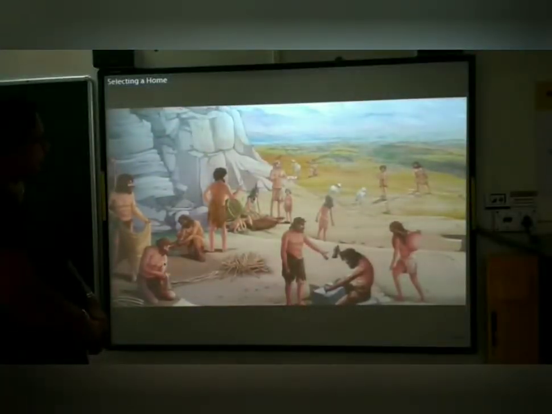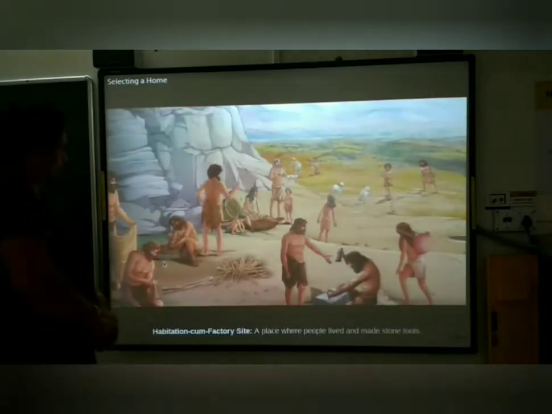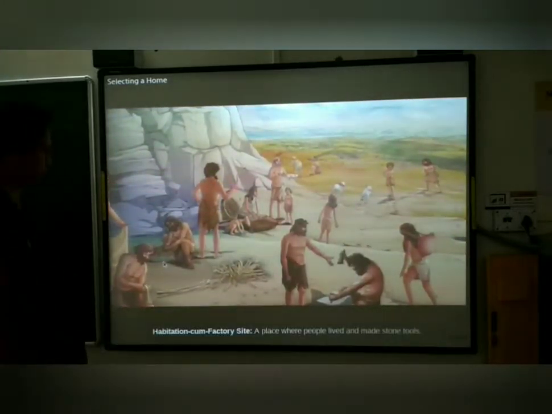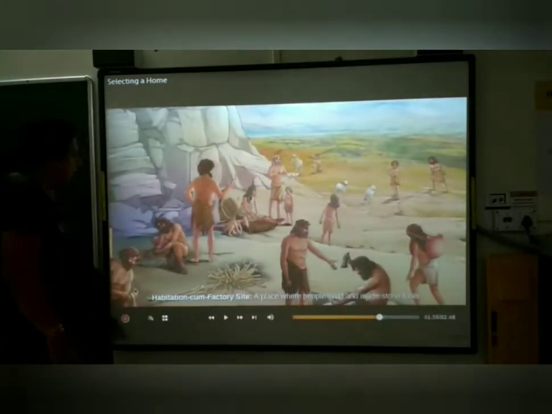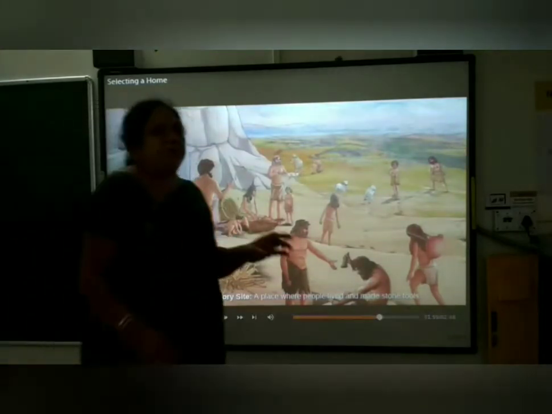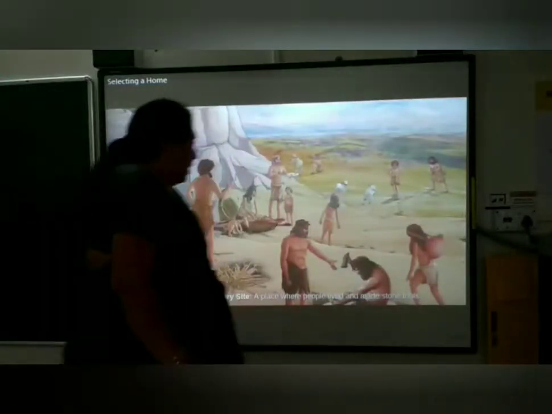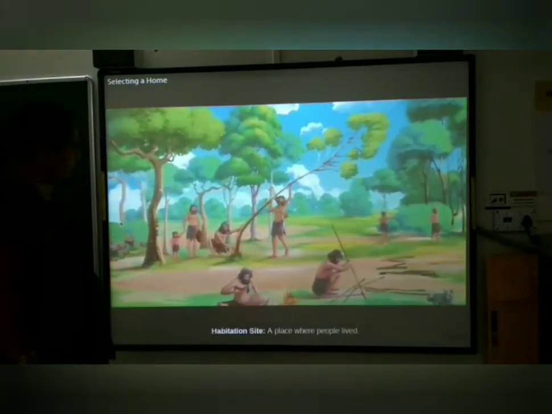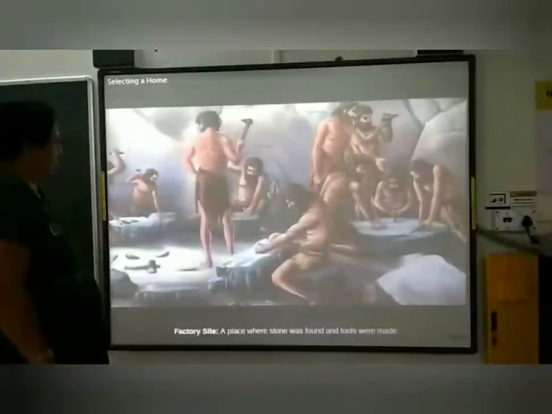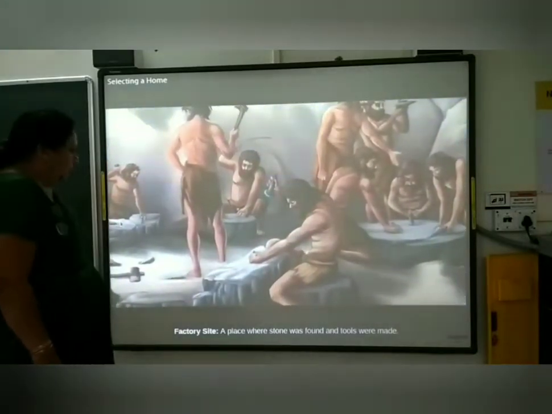Archaeological sites are classified into 3 types. Areas where the ancient people made tools and lived over a period of time are known as habitats. Places that were used only for living purposes are called habitation sites, and places that were used only for making tools are called factory sites.